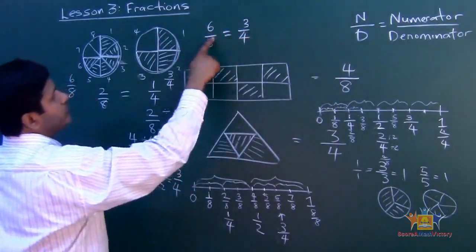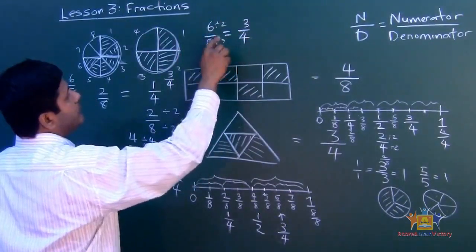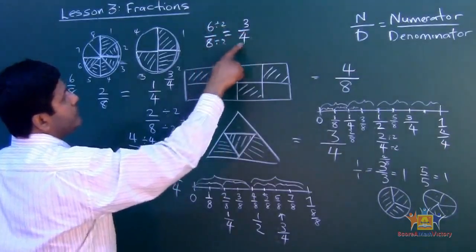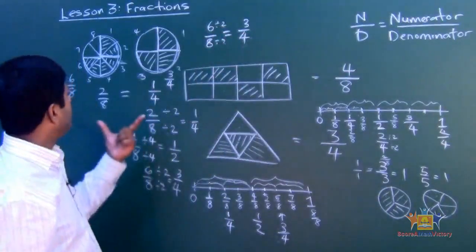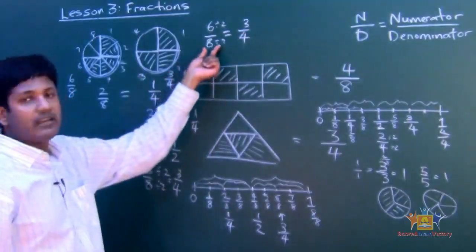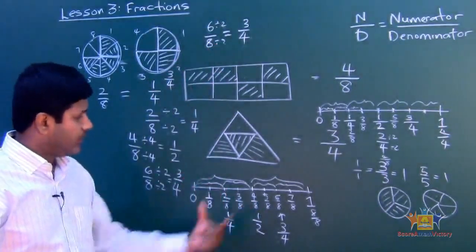And how do we go from 6 over 8 to 3 over 4? We divide this by 2. We divide this by 2. 6 divided by 2 is 3. 8 divided by 2 is 4. See that? Alright? So they're pretty much the same. It's just that it was expressed in a different denominator. And that's where this comes from.